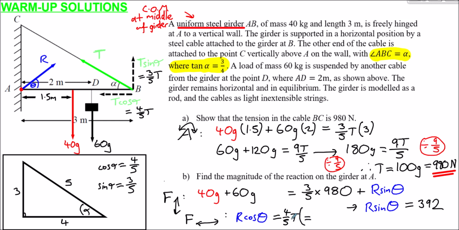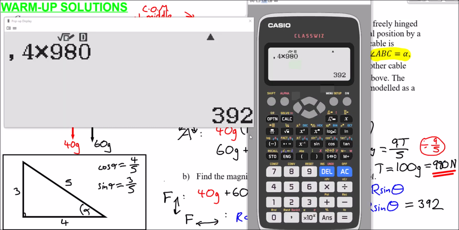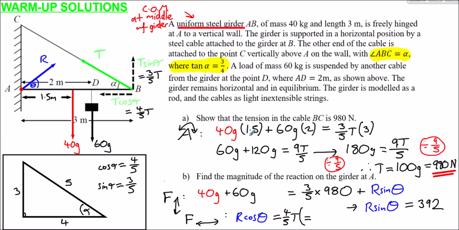But we know what the tension is. The tension's 980. So 4/5 of 980. Let's just work this out. Well, that's 2/5, so if I double that, 784. And we need the magnitude of that reaction. So we've got our components.